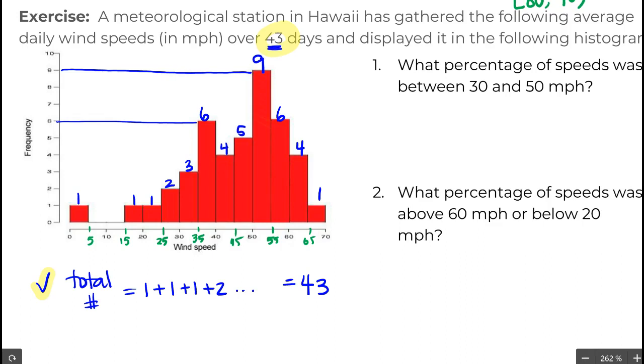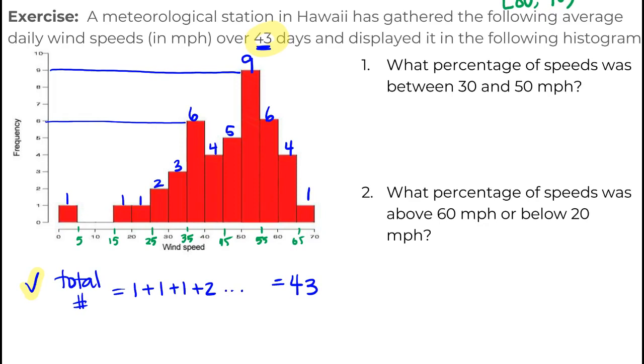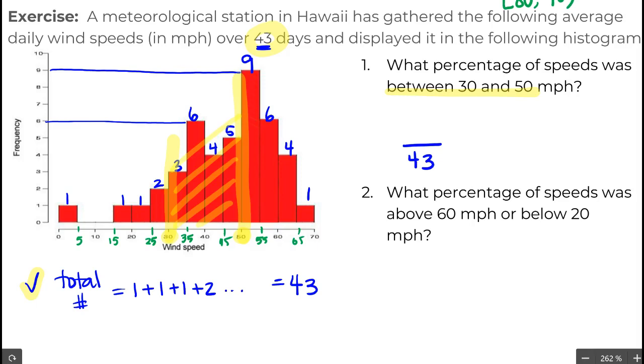So if we're talking about what percentage of speeds are between 30 and 50 miles per hour, well, we know what our total is because that's all the days, right? So there's 43. And we just need to figure out the number of days that fall into this category, between 30 and 50 miles per hour. So 30 is here, 50 is here, and between those two values, well, that would be all of this stuff, right? And we can just go ahead and add up those days. So we're 3 days, 6, 4, and 5. So 18 of the 43 days fell into this category of between 30 and 50 miles per hour.